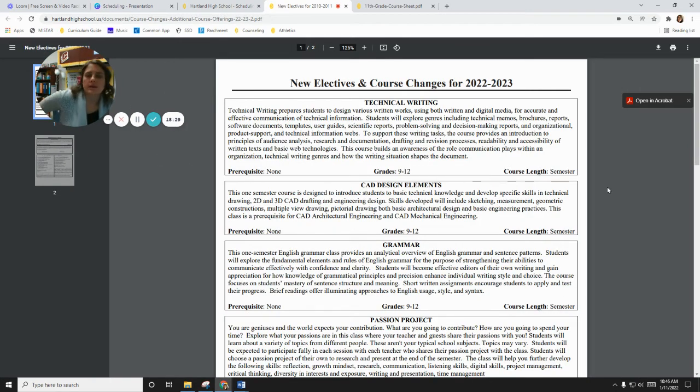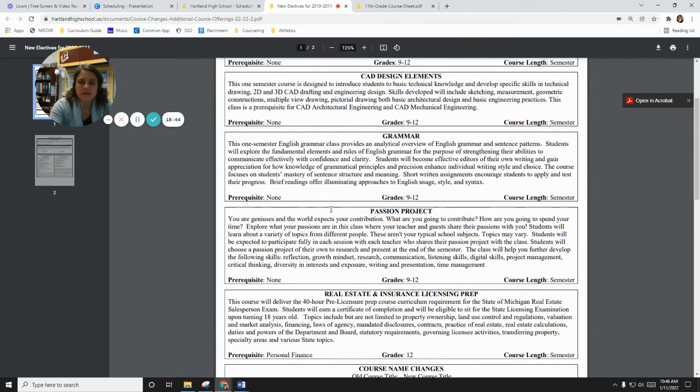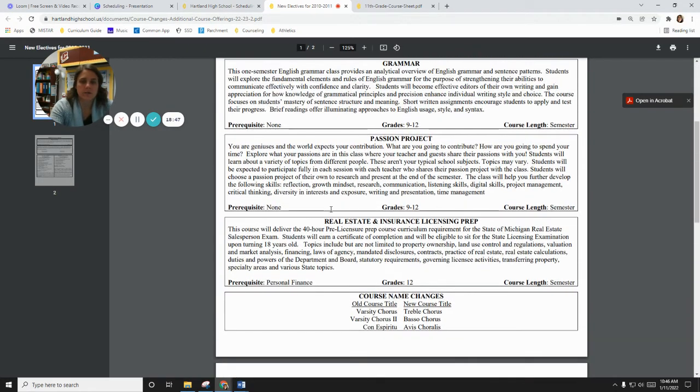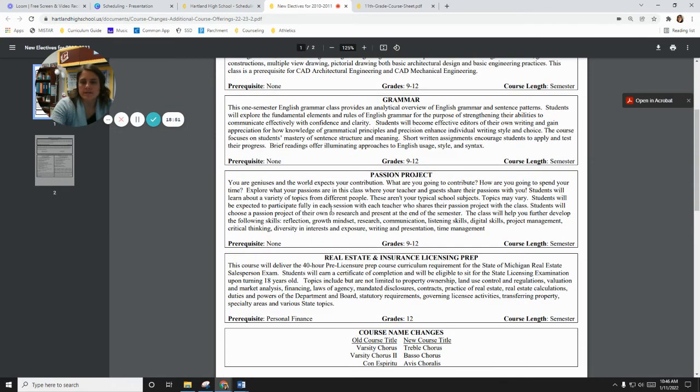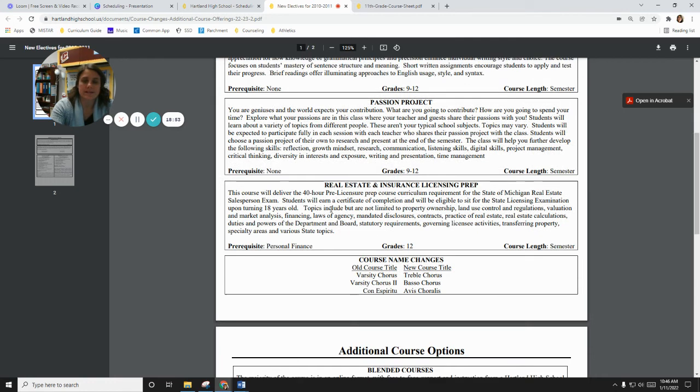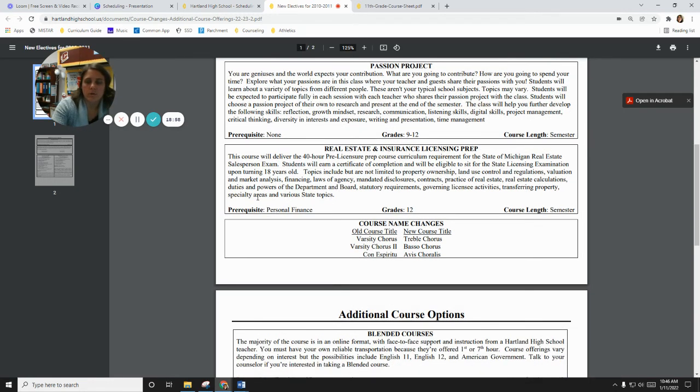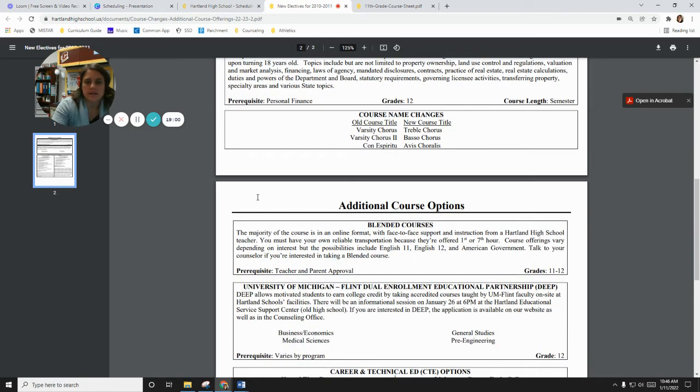All right, now we're looking at the additional course offerings handout, which is posted on the scheduling website. So these are classes that are new to Heartland High School next year. So you might consider these as elective options. Technical writing, CAD design elements, grammar, passion project would all be classes that you could take next year. Real estate and insurance licensing prep is going to be a class new for seniors next year. So that would be one that you could look at later. Some of our choir names are changing, so that's indicated on the bottom.